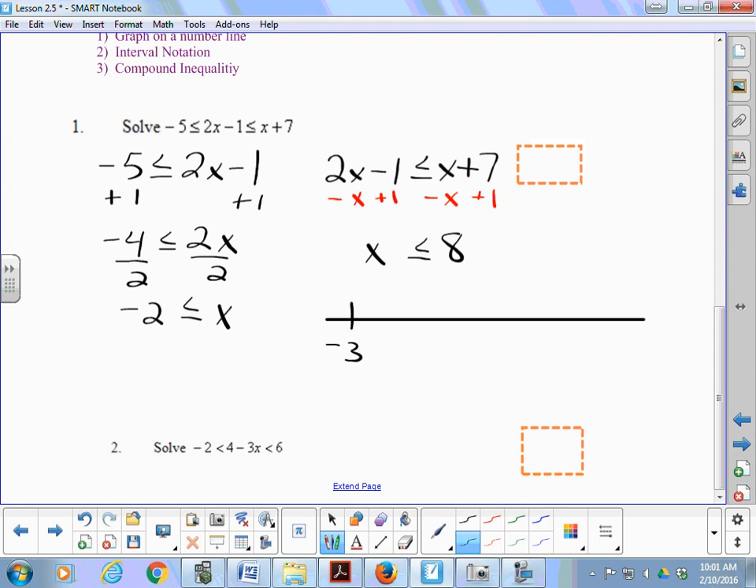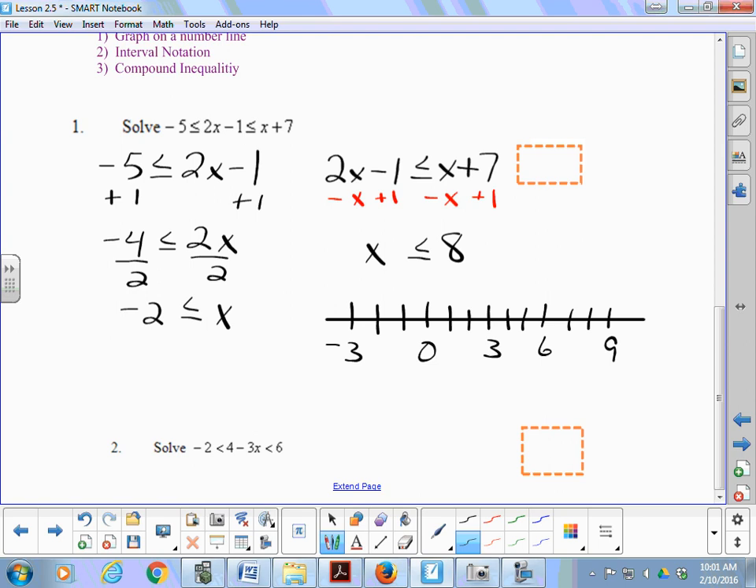So maybe I'm going to go by 3s. No, I can't go by 3s, sorry. I can, but... There we go. All right, so I decided to go by 3s, but I got to put the ones between there because I need to see negative 2 and 8. All right.